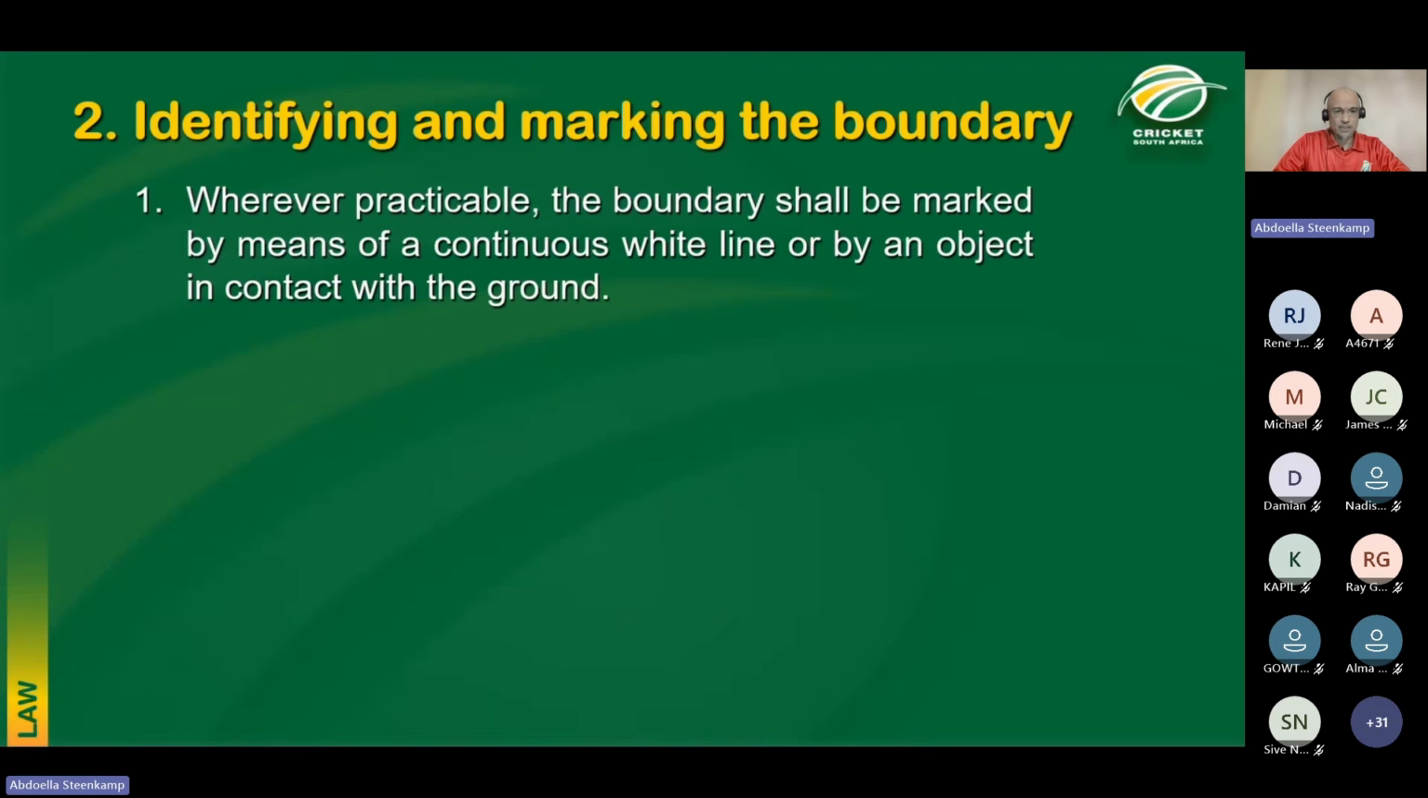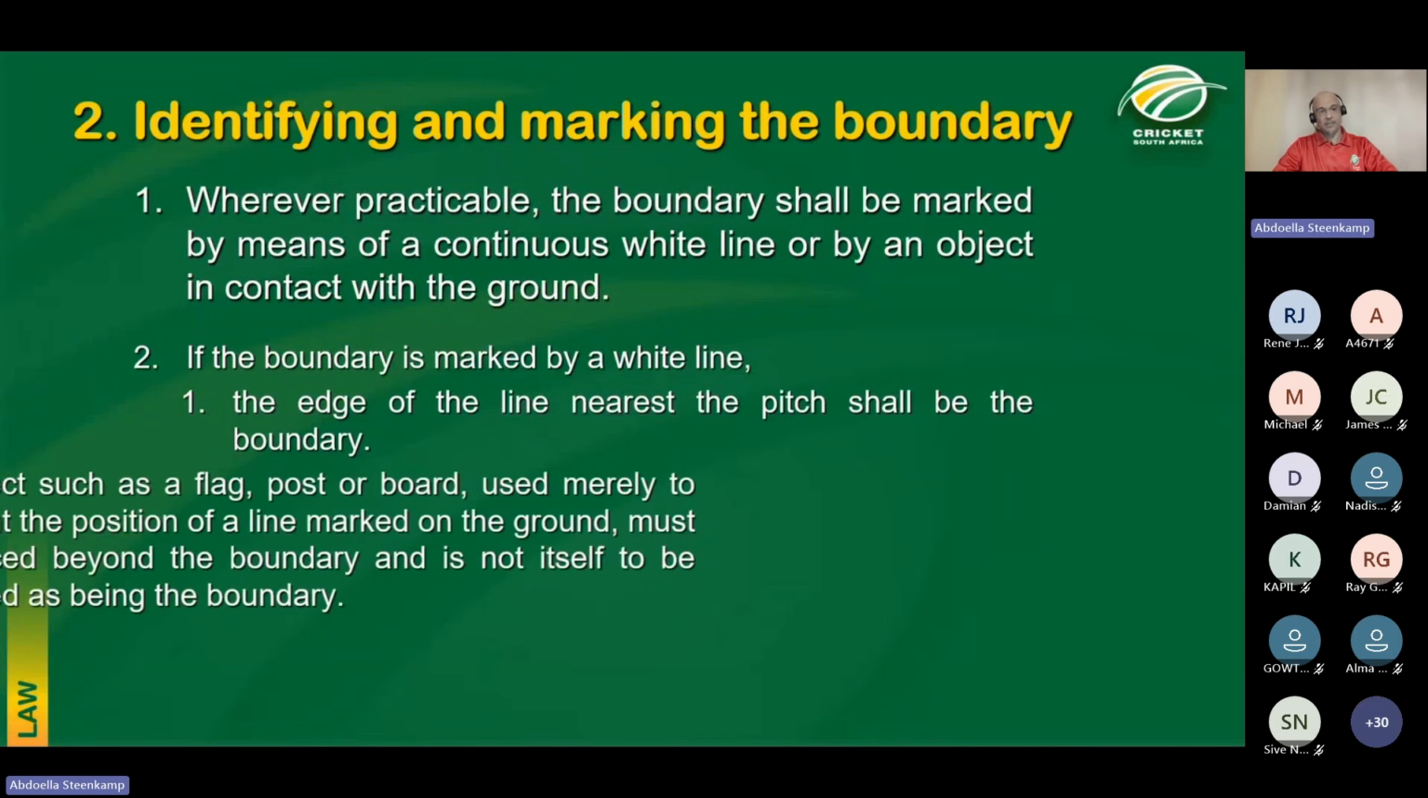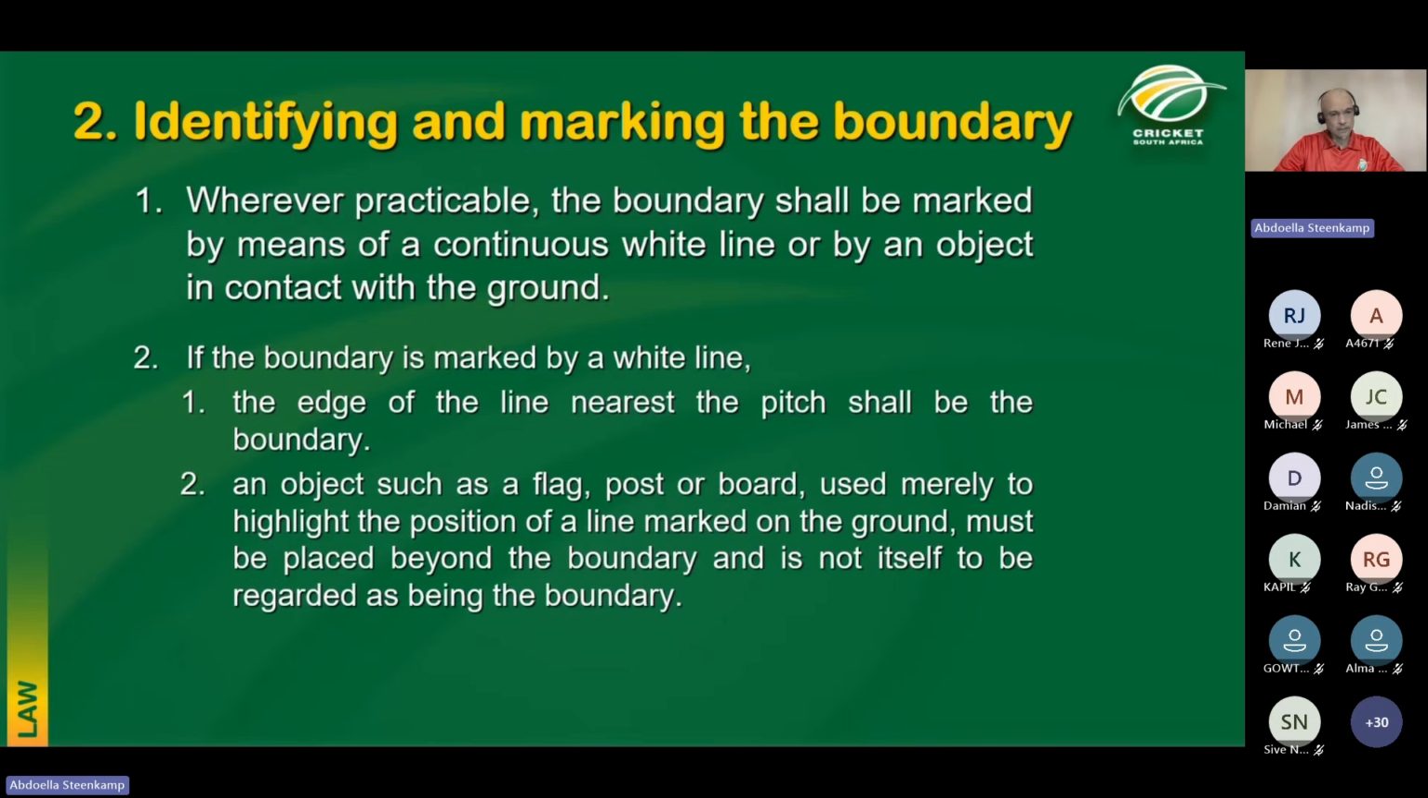When it comes to boundaries, in terms of identifying and marking the boundaries, preferably you mark the boundary with a white line or by an object on the ground like a rope. And if you do mark the boundary by a white line, the edge of the line nearest to the pitch will be the boundary.